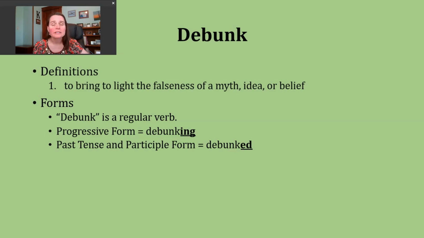For now, you should know that debunk is a regular verb. If you want to make the progressive form of this verb, you're going to add ing, and that forms debunking. The past tense and the participle form of our verb can be made by adding ed. Our base verb, debunk, ends in an unvoiced K sound. This means the ed ending is just going to make a T sound, and I'm not going to add an extra syllable when I say it. The past tense and the participle form of the verb should sound like this: debunked, debunked.